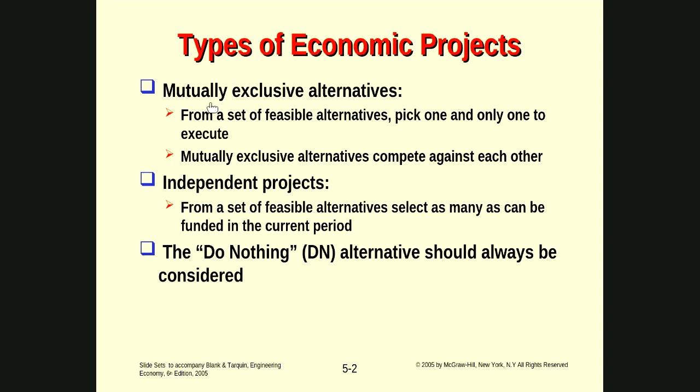This is definitely a question that comes in all my exams, either exam one or the final. Mutually exclusive means that you have to pick one at the end. Independent projects, you can select as many as possible, but they have to be feasible projects, not projects that end up with a loss to the company. And do nothing, that means you have nothing to consider for that.